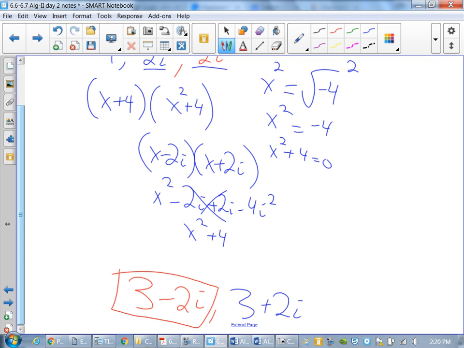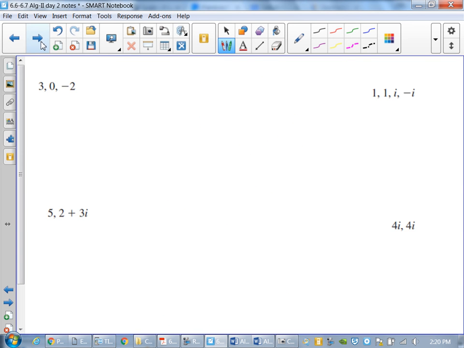We get x squared minus 4i squared. What's i squared? Negative 1. So negative 4 times negative 1 is plus. That's where this comes from. It comes from back in chapter when we dealt with the i values. Let's look at this one.